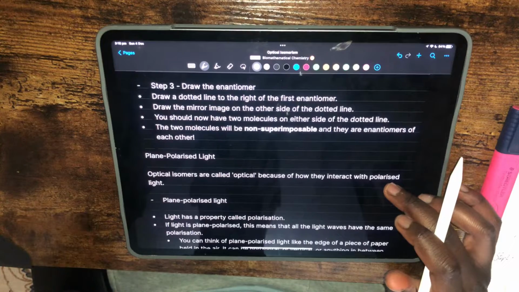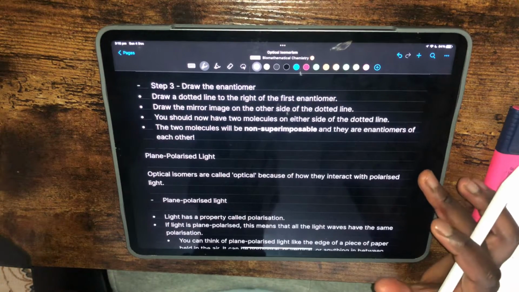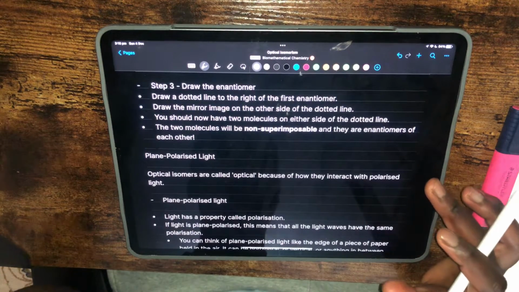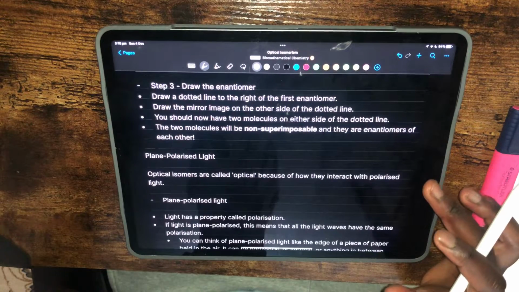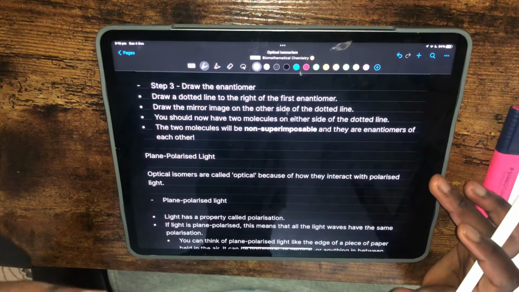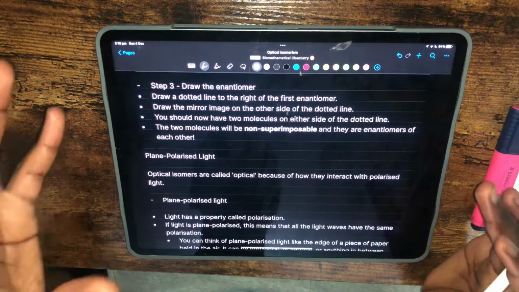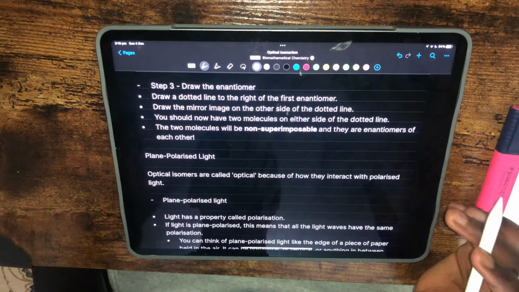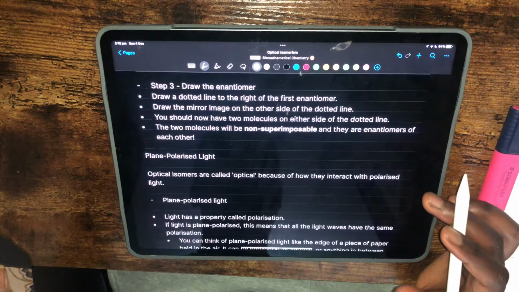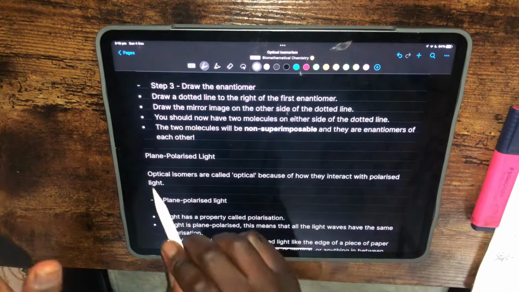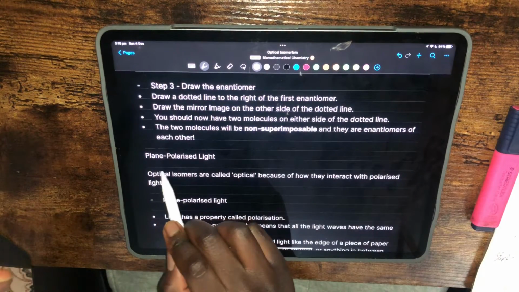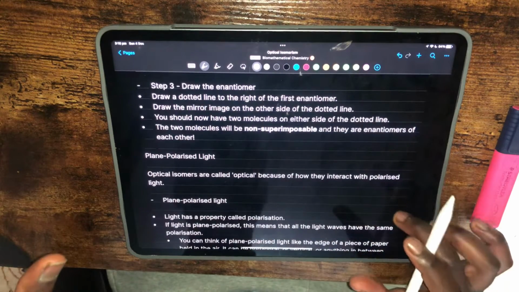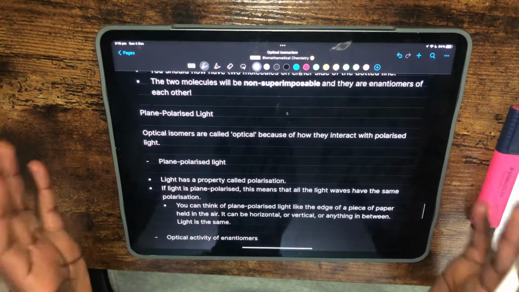So, plane polarized light. What's plane polarized light? Optical isomers are called optical because of how they interact with polarized light. Remember, when it comes to microscopes, optical is related to how it affects light. The reason they're called optical is because they have a special feature in how they interact with plane polarized light. And that's what makes these compounds special, right?